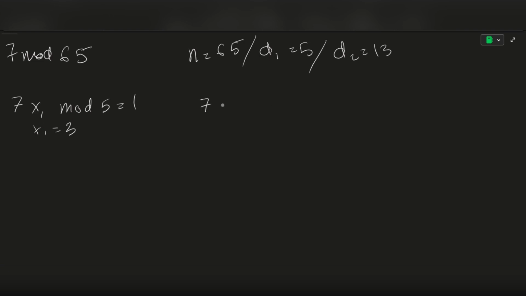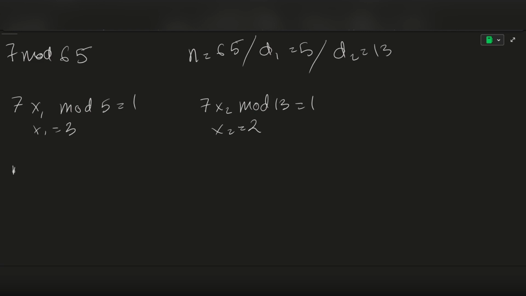Then we have, again, 7, this time x2 mod d2. In our case, d2 is 13, and it's equal to 1 again. Now, what times 7 mod 13 is equal to 1? If we times it by 1, we don't get anything, it's 7. Times by 2 is 14. 14 mod 13 is equal to 1. So x2 is 2.